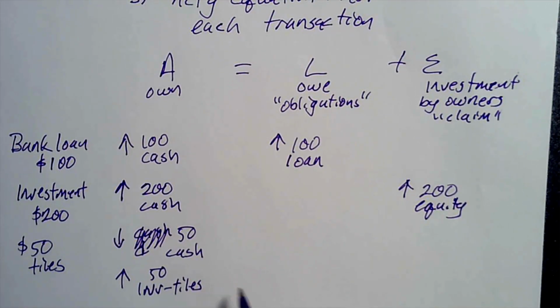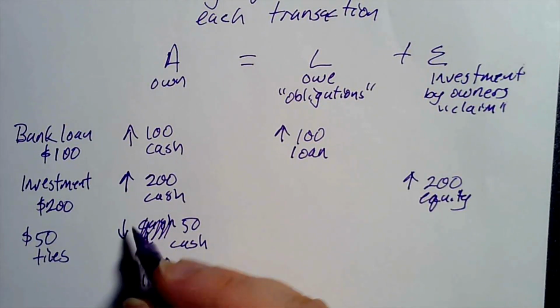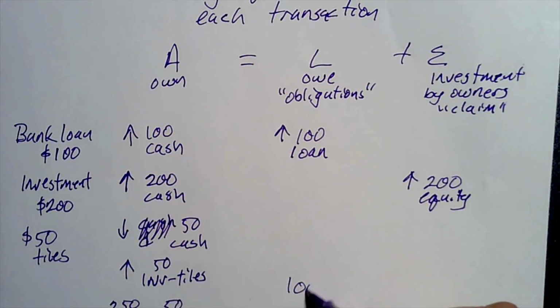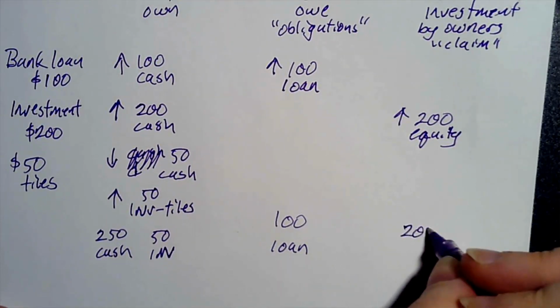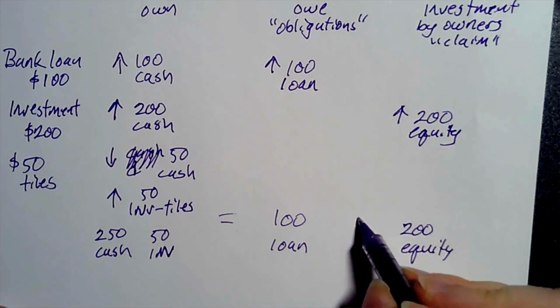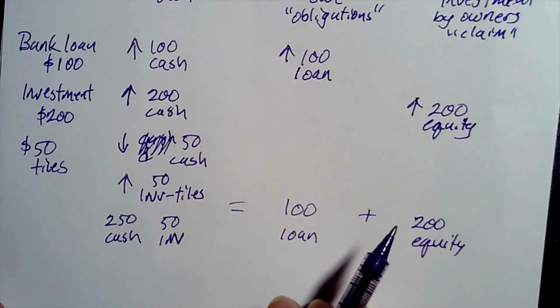What does it look like now? If I were to draw a line, well, let me go ahead and do it now. So now we have $250 in cash, and we've got $50 in inventory. So this is $300 on this side, and we've got a $100 loan on this side, and a $200 equity on this side. So 300 equals 100 plus 200 equals 300. So our accounting equation still balances.